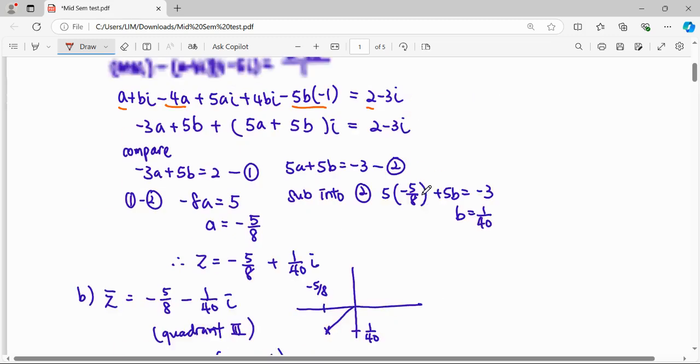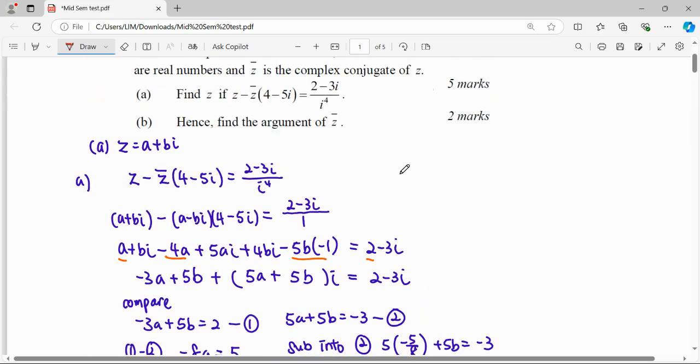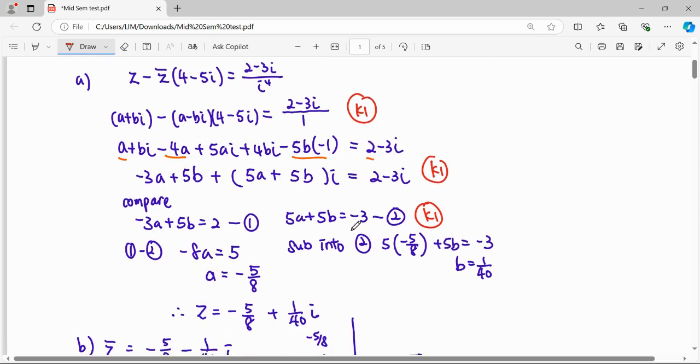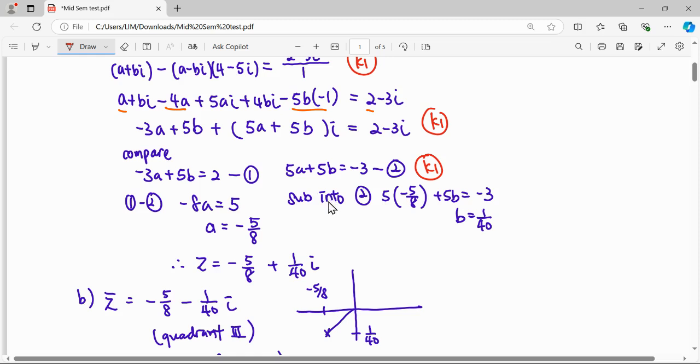Then we see what the important concepts are here. For the first part, it is important that we know how to substitute our complex number, and simplify our complex number to get our equations. Once we get our equations, it will be the concept of solving simultaneous equations to get the values of a and b as the answer, and then put them in complex number form.